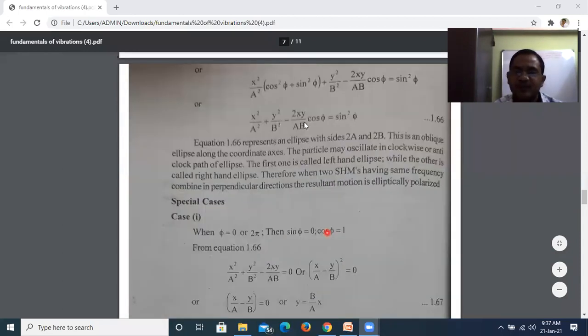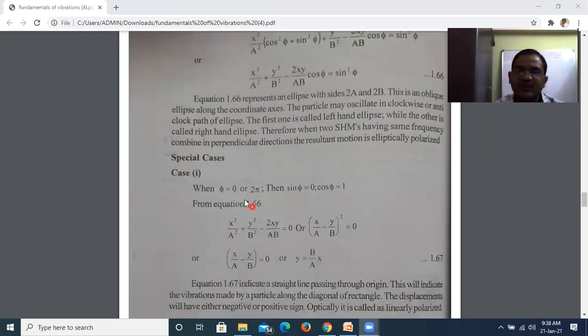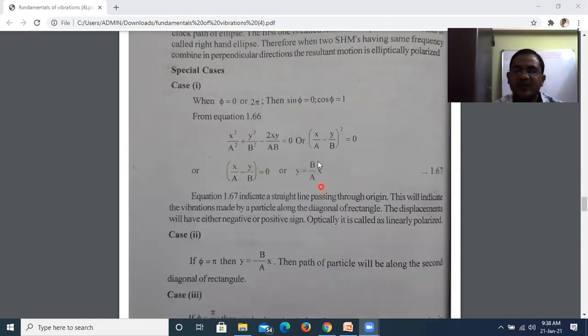Right, so here the resultant path followed by the particle depends on the phase difference. The phase difference cases may be 0 or 2 pi, pi by 4 or 3 pi by 4, or pi by 2. So for different phase differences, here we have seen: for the phase difference phi equal to 0 or 2 pi, sin phi equals 0 and cos phi equals 1. Then we got the equation y equals b by a times x. So this is a straight line.